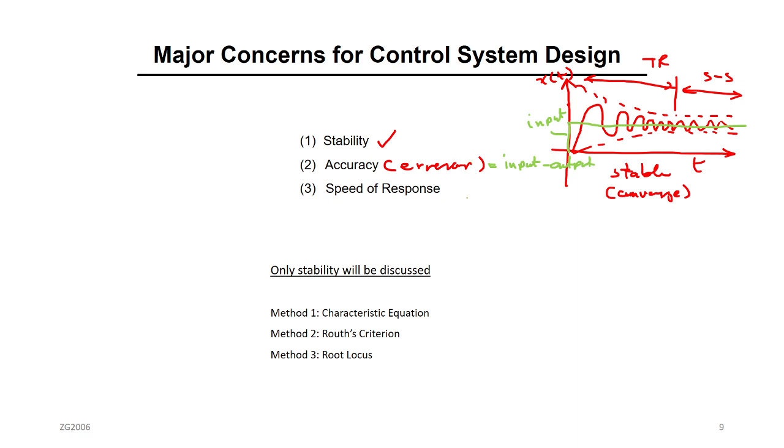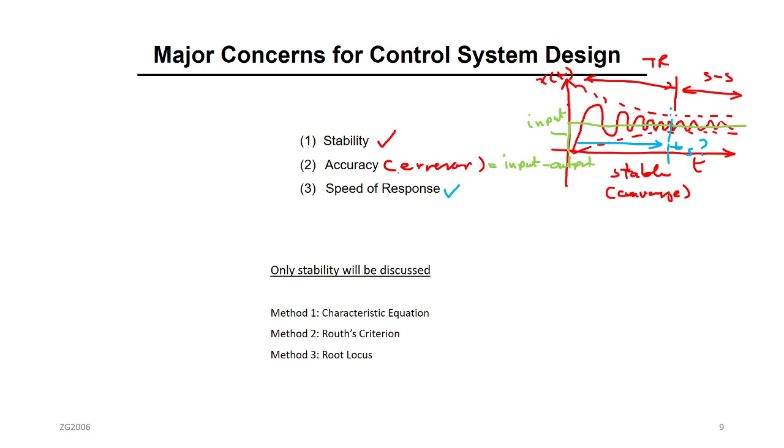Number 3, speed of the response. What does it mean, speed of the response? The settling time. The settling time, okay? Where is the settling time, for example, here? Here, this one. Okay, this is TS. How much time does it take to reach and stay within 2% of the final value? We call this speed of the response. Okay, so these are the 3 major concerns.